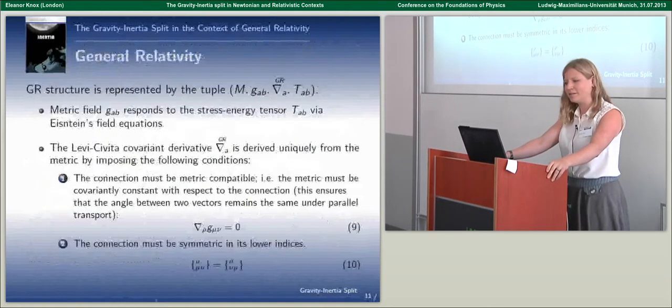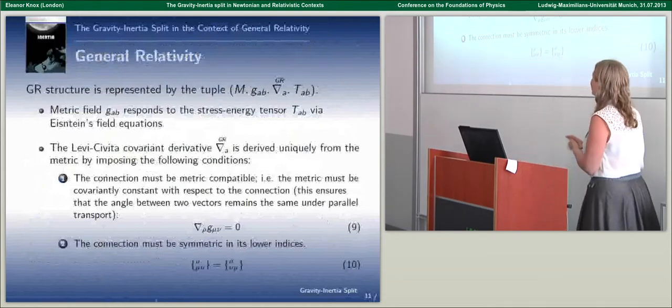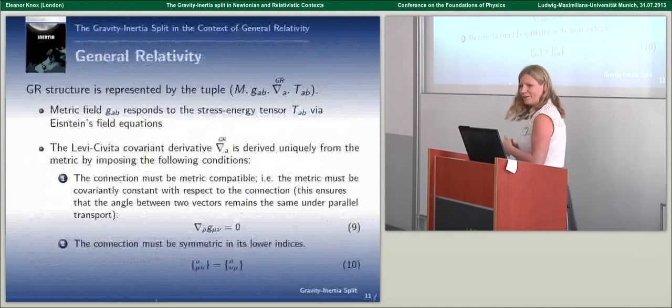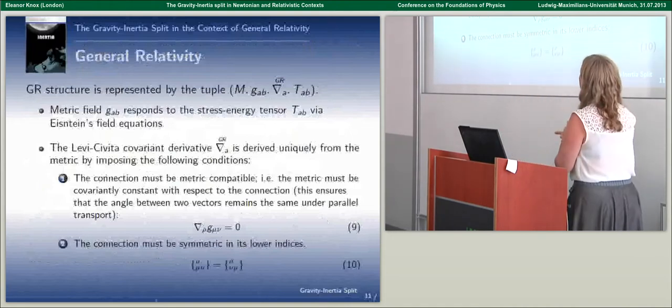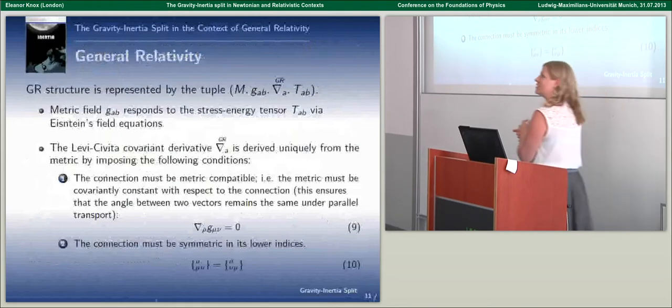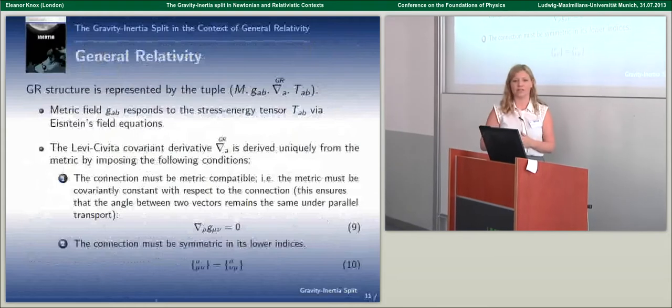Okay, so that's the Newtonian prelude. Let's move on to the general relativity context now. I'm sure you're all very familiar with GR. We have a metric field that I'm really not going to talk about a great deal, because I'm going to be interested in inertial structure, and the most natural representative of inertial structure is the connection.